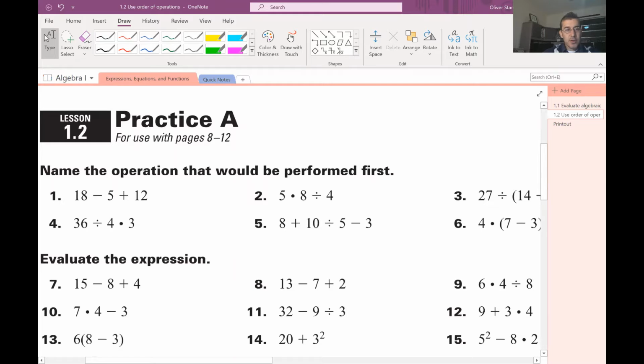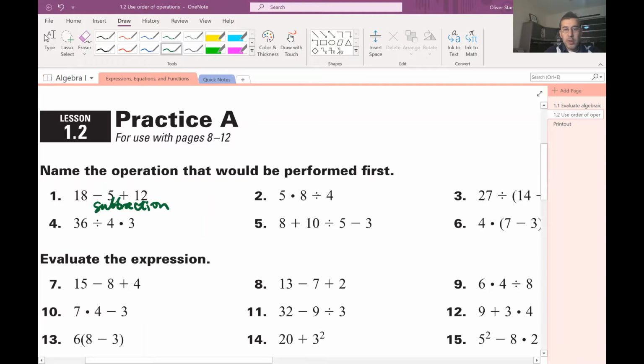Actually, the first one is just to name the operation that would be performed first. Since we don't have multiplication, division, powers, or parentheses in number 1, we have only subtraction and addition. So these are done from left to right. First we do subtraction. So the operation that would be performed first is subtraction. We don't have to solve these expressions. We just have to name the operations that would be performed first.